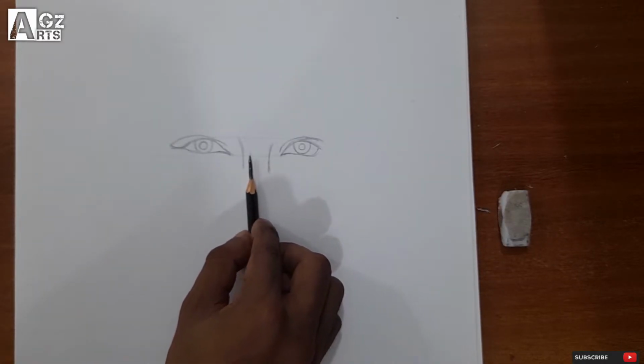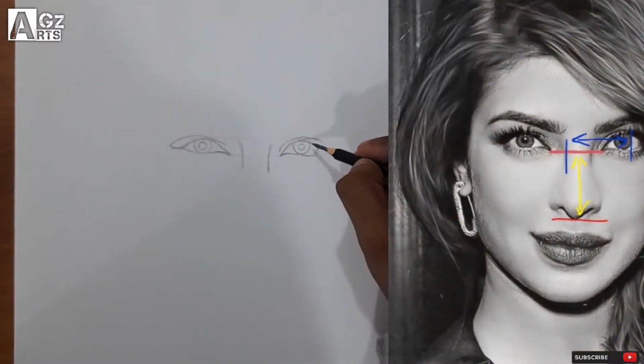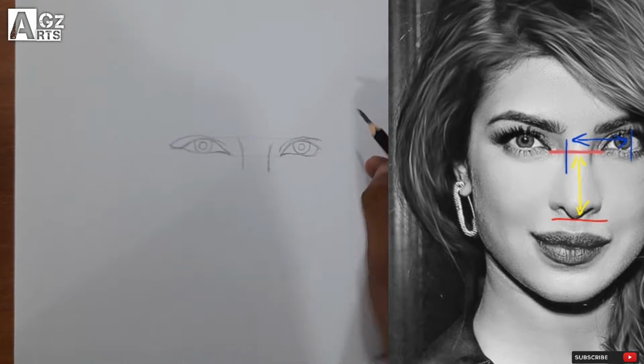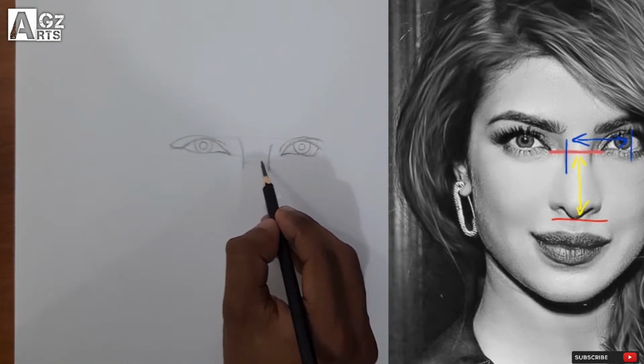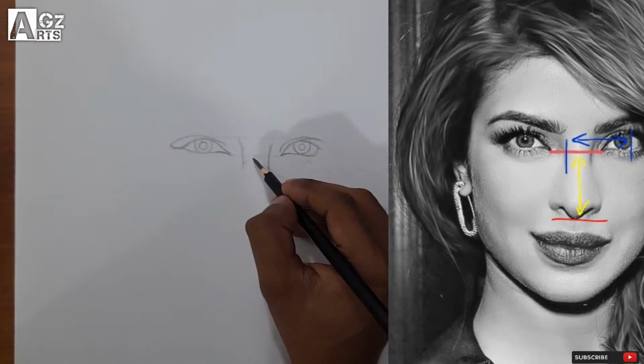So now we have to calculate the length of the nose. For that, from the reference we can see the distance between two blue lines and two red lines are the same. So I am taking that as a proportion.